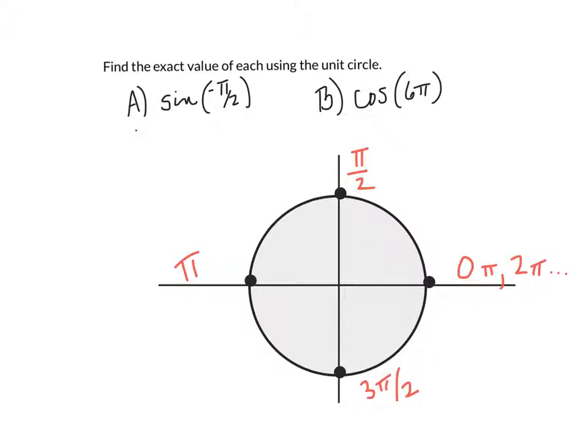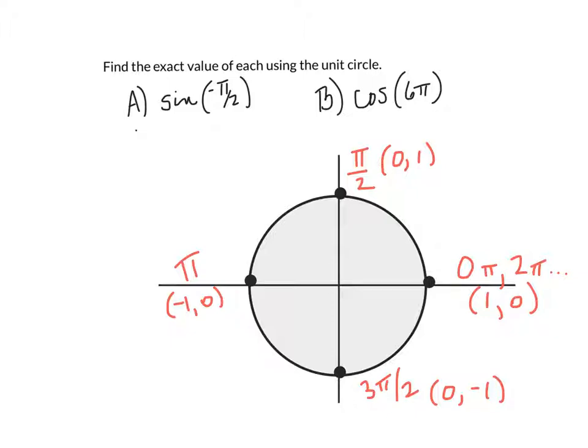Remember that at each of these points we have an ordered pair that represents cosine and sine. At this point we have 1, 0 for our coordinates. Here we have 0, 1. Here we have negative 1, 0. And down here at 3 pi over 2 we have 0, negative 1.